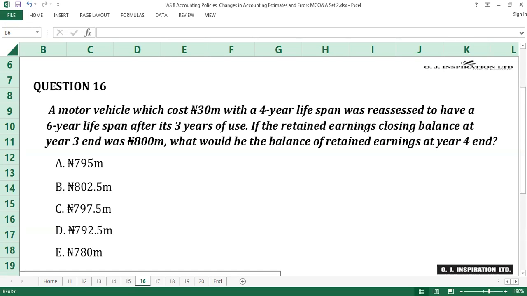Since the useful life has increased to 6 years, there are 3 more years of use, including the 4th year. The carrying amount of 7,500,000 naira at the end of year 3 is divided by the 3 years remaining, which gives 2,500,000 naira depreciation charge per year from year 4 into year 6. The year 3 retained earnings closing balance of 800 million naira less 2,500,000 naira gives 797 million naira 500,000 naira, which would be the closing balance at the end of year 4. C is the answer to question number 16.